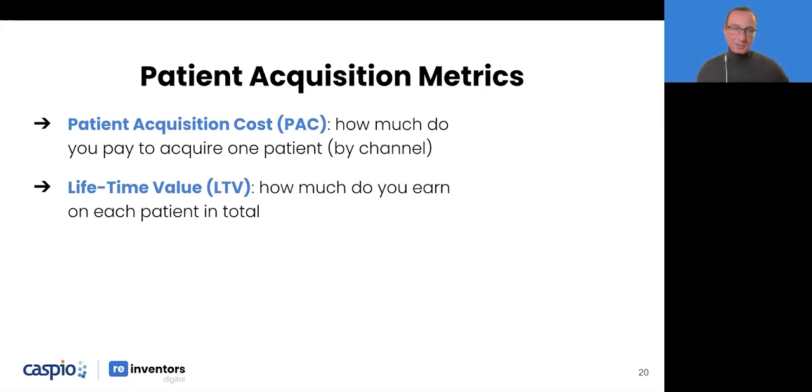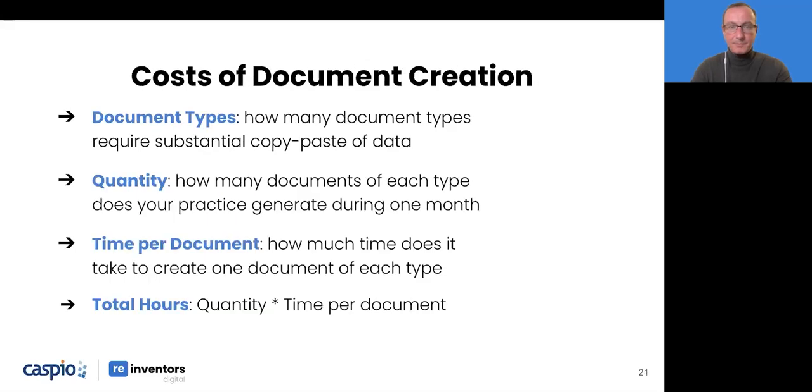And when you compare these two metrics, you may see that on some channels you simply lose money. It means that the cost of the patient acquisition is higher than what you earn on average from that patient. Of course, consider such things as families. For example, you may acquire one member of a family, and then they bring other members. But comparison of patient acquisition costs and LTV may show you how effective your marketing is.